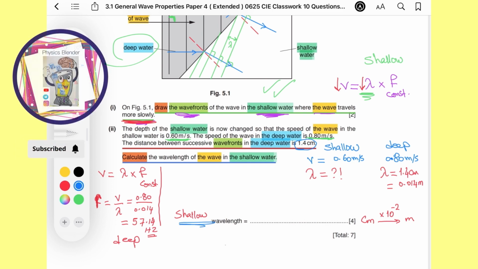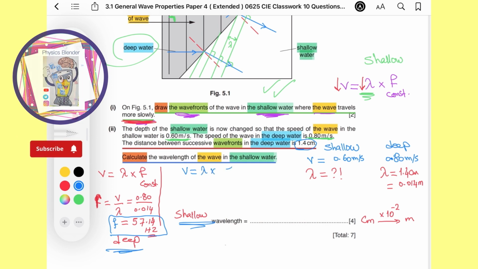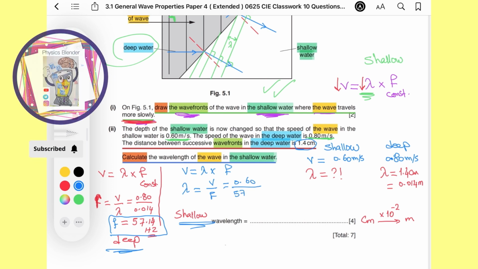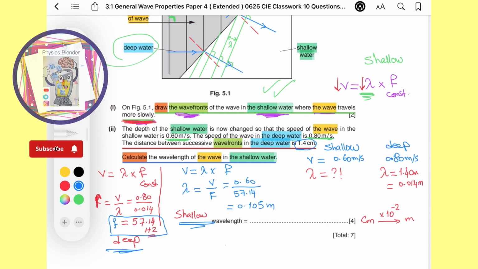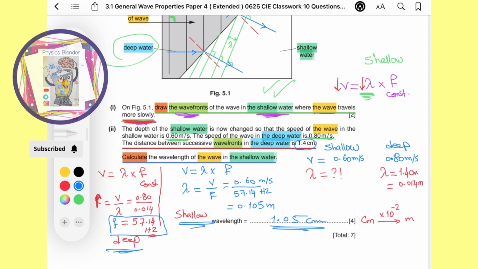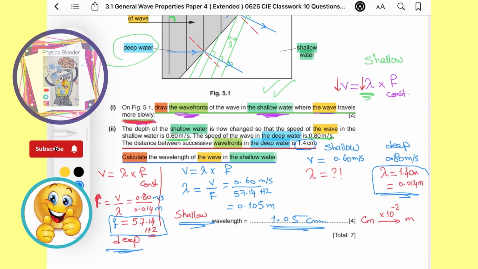For the shallow region, this f will be the same, so you can substitute again in the wave equation and find the wavelength. Rearrange, and substitute the speed for shallow water, 0.60 meter per second. So the answer is 0.0105 meters, which is 1.05 centimeters. Check that units are consistent: we have hertz, meter per second, and we converted the wavelength to meters. So your answer will be 1.05 centimeters.